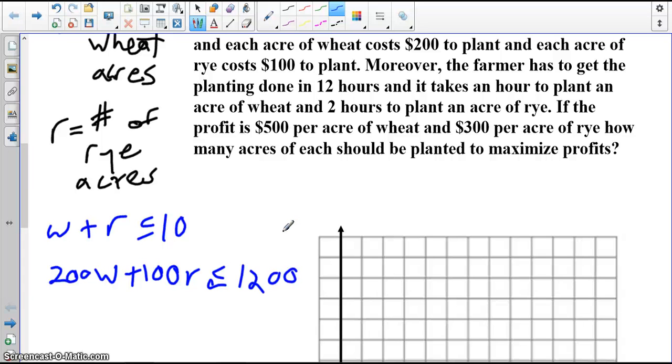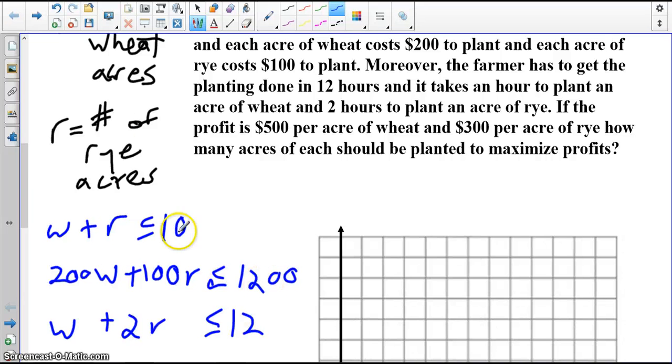So the third one is that it's frequently something like this. He has 12 hours. Well, how long is it going to take to do it? He has to get the planting done in 12 hours, an hour for wheat. So 1 W is how much time it'll take to do 1 acre of wheat, and then 2 R is how much time will be spent on planting acres of rye. If the profit is 500 per acre of wheat and 300 per acre of rye, how many acres should be planted to maximize profits?